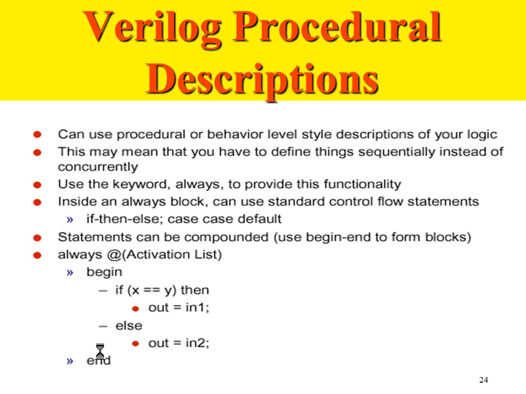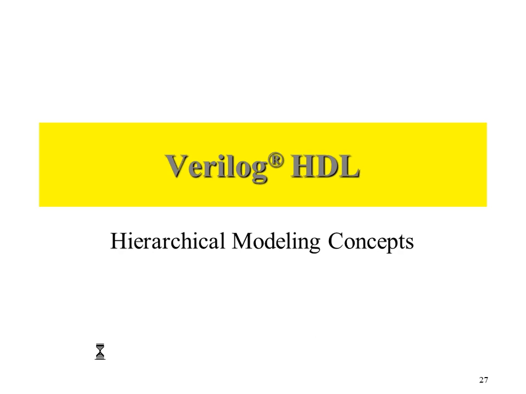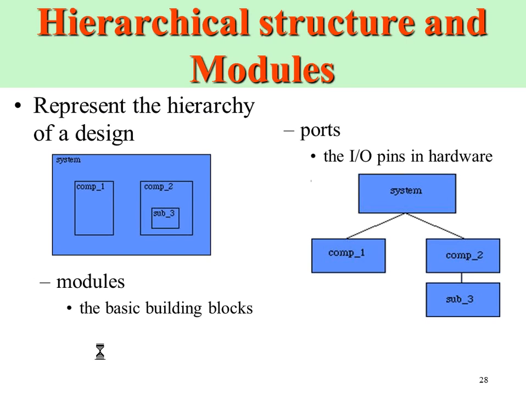Using Verilog, we can build hierarchical designs or bigger designs. How does that work? Let's say this is a hierarchy that I want to develop. Sub 3 is a sub block under the com2 block, component 2. Com1 and com2 are sub blocks under the main top level block called system. So this is the hierarchy of the design.